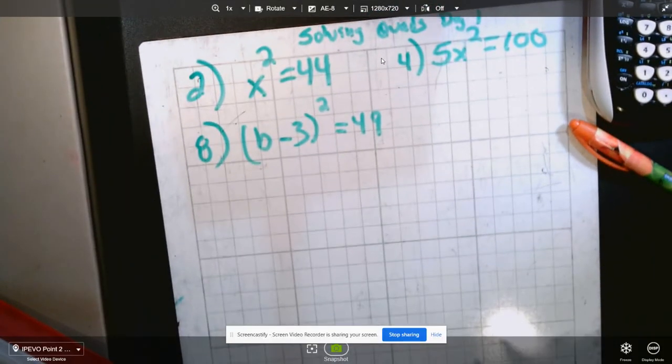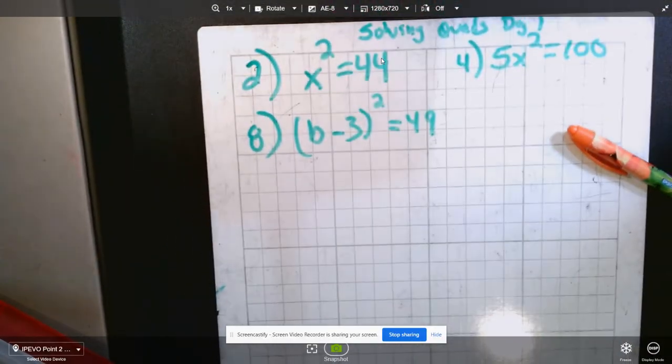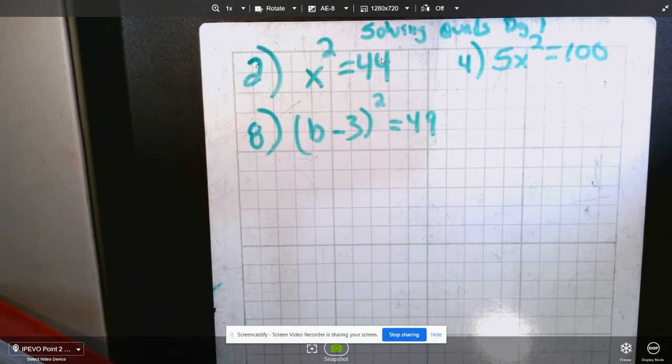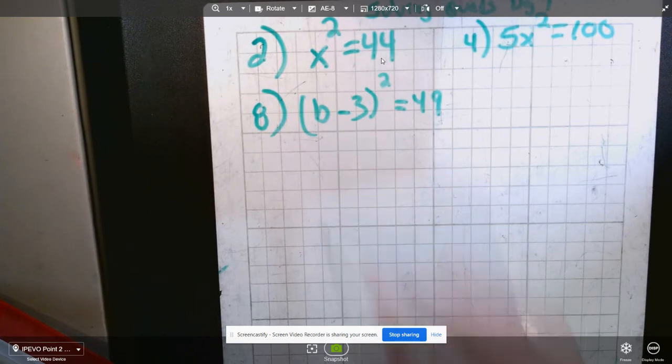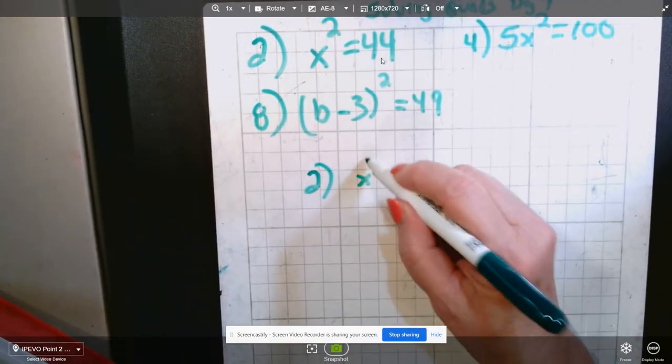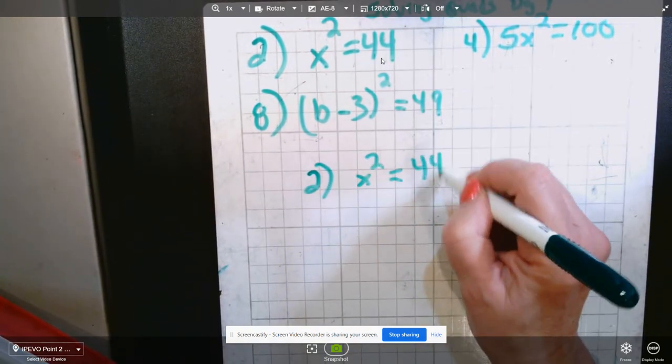So I just want to go over a couple of problems on solving quadratics day one. This is numbers 2, 4, and 8 that I want to go over. So on number 2, they have x squared equals 44.